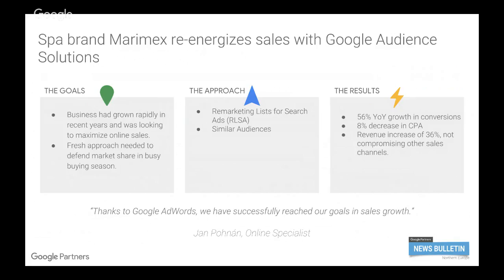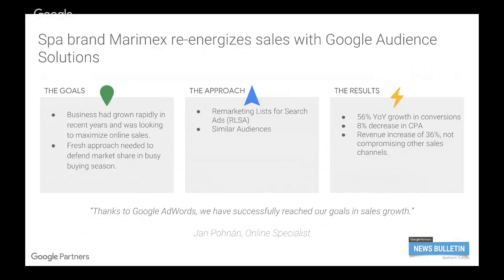The second audience that they used in their approach was similar audiences. Similar audiences, you can see, is kind of an audience list that is kind of like a new group of highly potential clients that look a lot like your current website visitors in terms of characteristics.